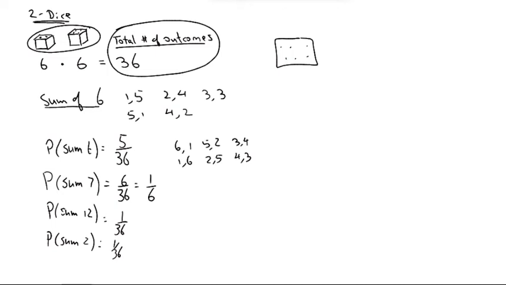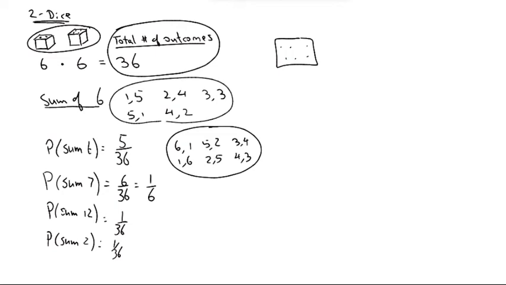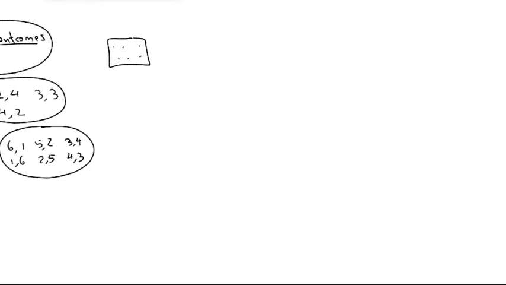Sum of 3 would be 2, 1, 1, 2. So 2 out of 36. Sum of 4 would be 1, 3, 3, 1, 2, 2. 3 out of 36. Okay, so that 1, 6, 5, 2, 4, 3 go for the sum of 7, right? These here are 7, these here are 6, these here are 5. Because this is confusing me. And these 2 down here are just the rarest ones. You got it.